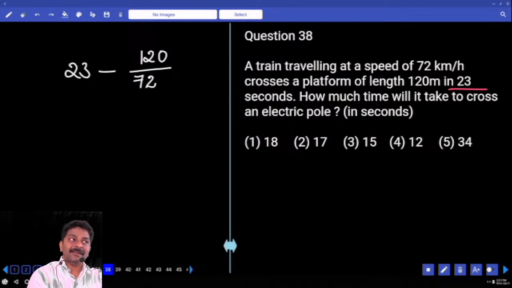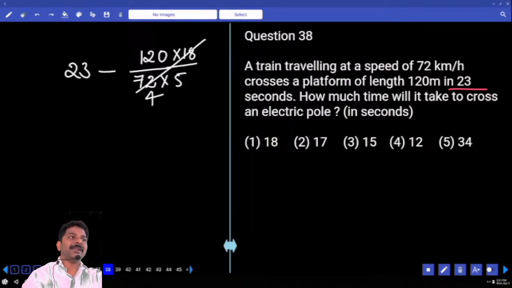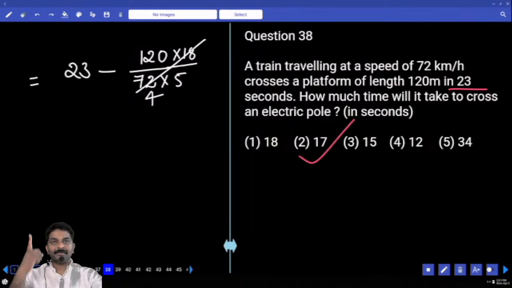120 is in meters, 72 kilometers per hour. Convert into meters per second: 5 by 18. 18 how many times? 4 times. Denominator 4 into 5 is 20. 120 by 20 is 6. Subtract it from 23. Answer. Single line.